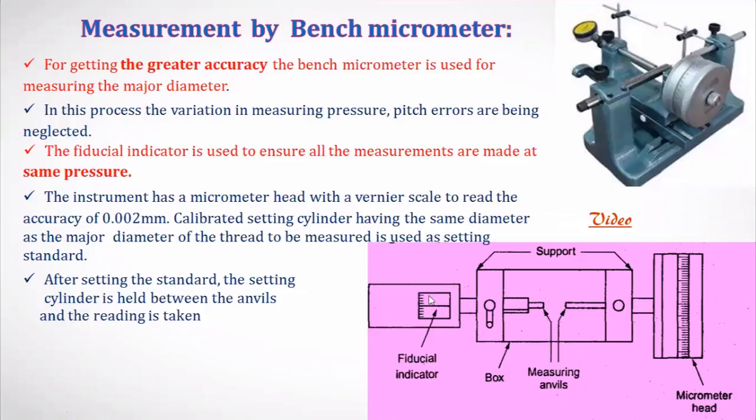You can see this pink color image here. This is the fiducial indicator. This is the anvil, and here one more anvil is the micrometer head. Through this you can get the reading. Through this fiducial indicator you can make sure that the pressure applied on the component is the same. It will not vary from person to person if you are using this floating carriage micrometer.